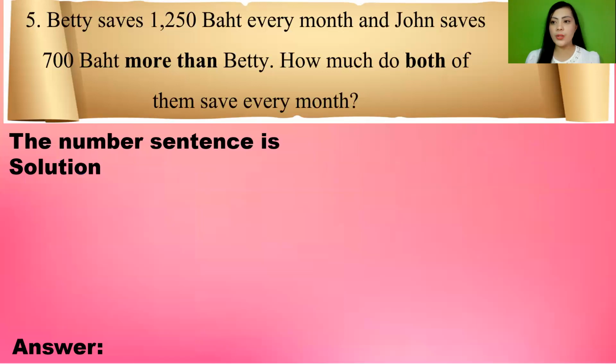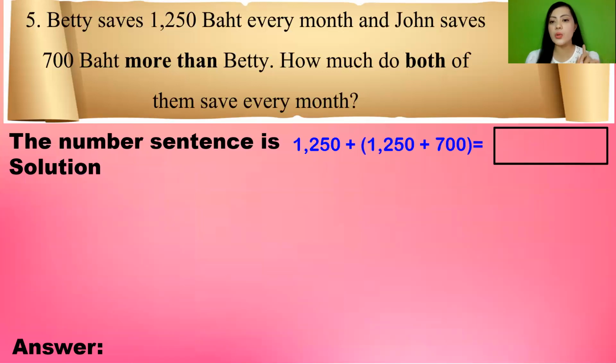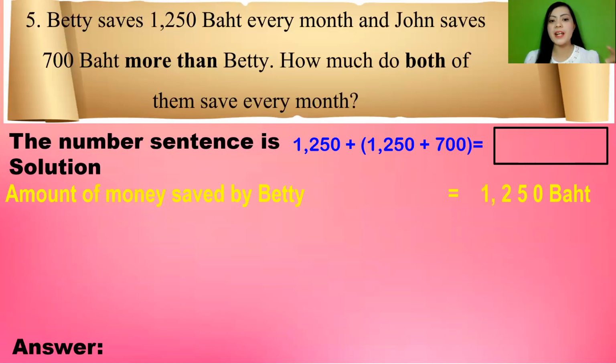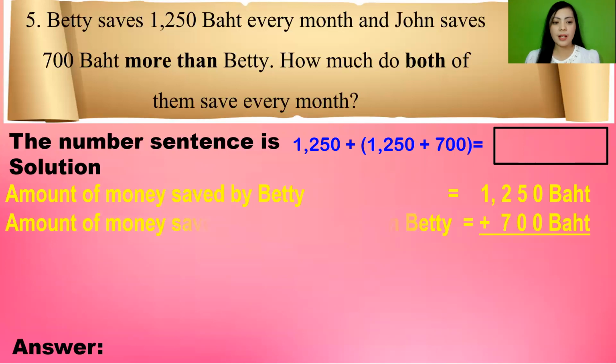So let's go on to the process. The number sentence is 1,250, that is for Betty, plus inside a bracket, 1,250 plus 700, that is for John. So we learned already that we need to solve for what is inside the bracket. Okay, solve the number first in the bracket. So we need to find first the savings of John. Amount of money saved by Betty equal to 1,250 baht. Okay, amount of money saved by John more than Betty equal to 700 baht. Okay, we need to plus that one.